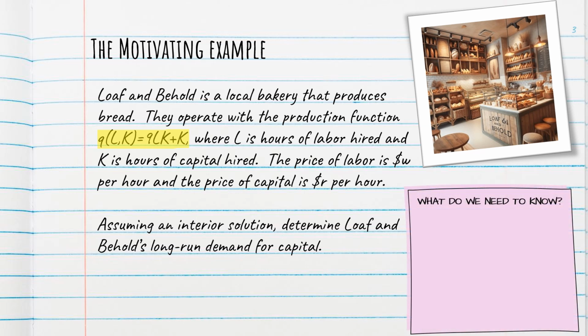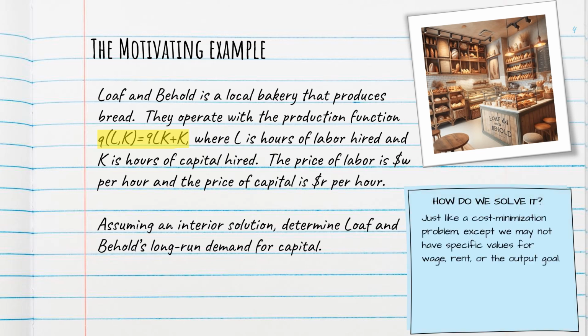What do we need to know to answer this question? We just need to know the production function. How should we go about solving this question? Just like a cost minimization problem, except we may not have specific values for wage, rent, or an output goal.